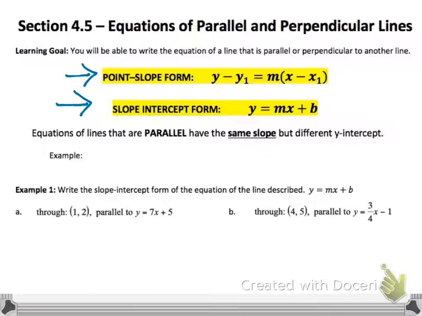So today we're going to shift the focus from just a single line to pairs of lines. And we're going to try to answer the question: how can we write the equation of a line that is parallel or perpendicular to another line?